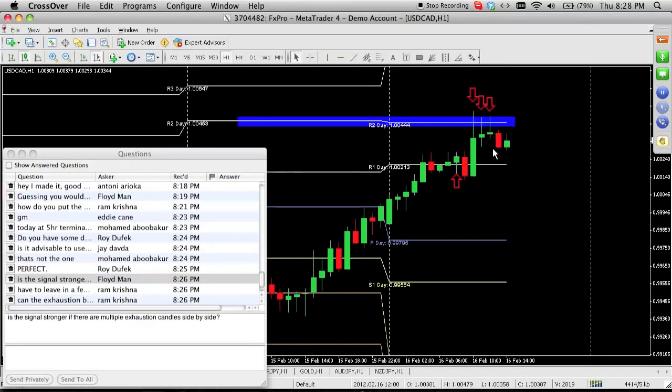Now, how far it pushes it back down depends on a bird's eye view when you look at everything. But you immediately know that it's time for a halt.